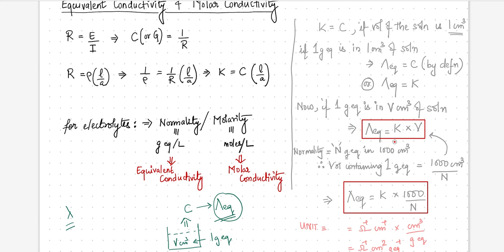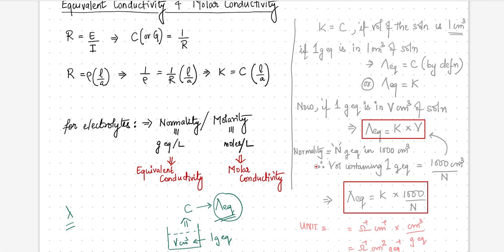This is an expression for calculating the equivalent conductivity lambda EQ, where we have related the equivalent conductivity to the specific conductivity times the volume. Now this volume is the volume that contains 1 gram equivalent of the electrolyte. So this is one type of equation that relates lambda EQ to the volume.